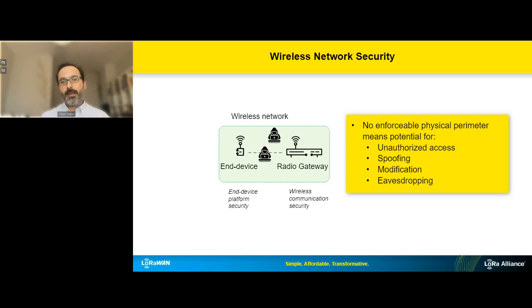Now, in the absence of any cryptographic security, a wireless medium is subject to unauthorized access, spoofing, modification, eavesdropping. And this is exactly why we resort to cryptography to bring the level of security we have with wireless networks to the same level as with wired networks, which rely on physical security. And I will be talking about how we achieve that.